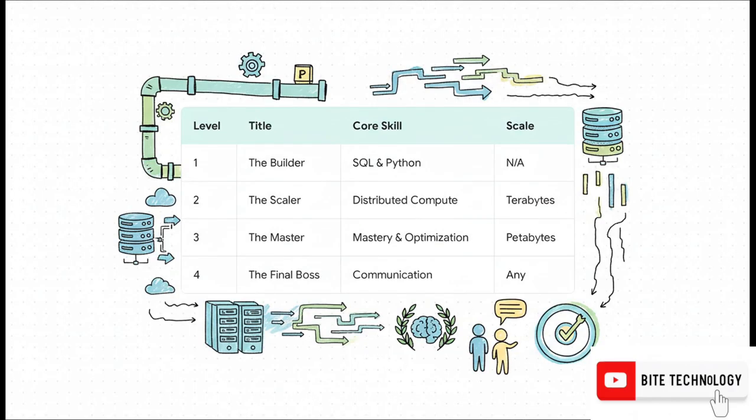So let's put it all together. Level 1, you're the builder, using SQL and Python. Level 2, you're the scaler, handling terabytes with tools like Spark. Level 3, you're the master, dealing with petabytes like it's no big deal. But level 4, the final boss, that's all about communication. It's the difference between building the pipeline right and building the right pipeline. Huge difference.